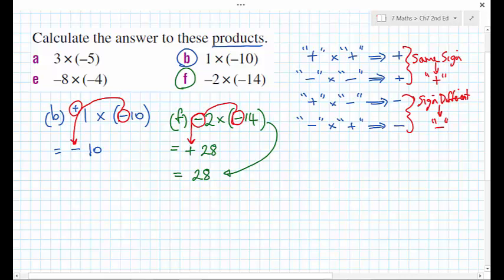So I need to be thinking about the fact that these are the same sign and these are different signs. That's what we need to think of and how we go about doing this.